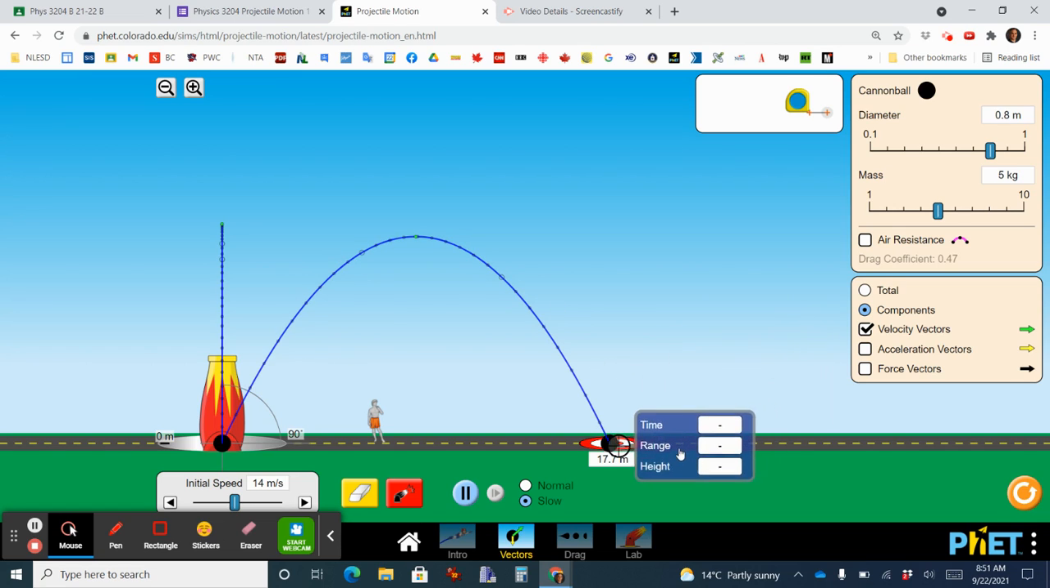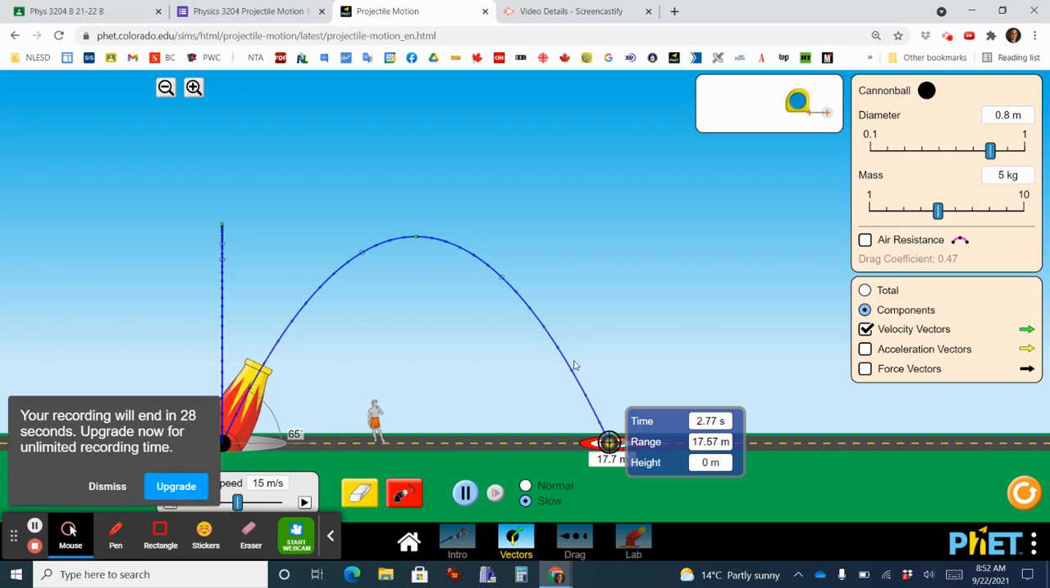If you want to find out how far sideways it goes, all you need to do is find the horizontal component of the velocity, which in this case would have been 15 times the cosine of 65. So sideways, it was going 15 cosine 65. It was going 6.3 meters per second times 2.77 seconds. And that will give you the range.